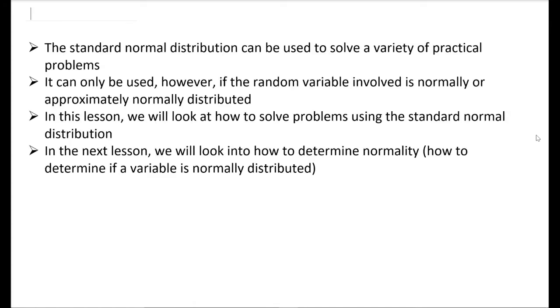All right, so the standard normal distribution, remember, can be used for a variety of purposes. So we're going to actually use it to solve certain problems. It can only be used in these problems, however, if the random variable involved is normally or approximately normally distributed. So most of the problems in here, you will assume that the distribution is actually normal. However, later we'll look at, in another lesson, how to determine normality. That is, to determine if a variable is normally distributed or not.